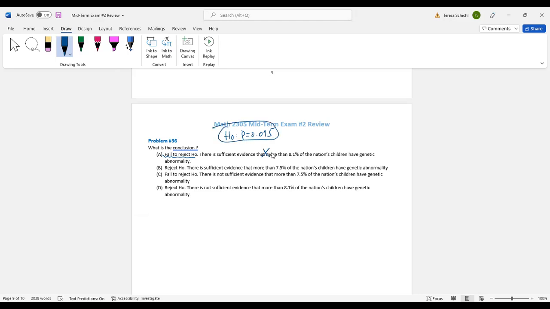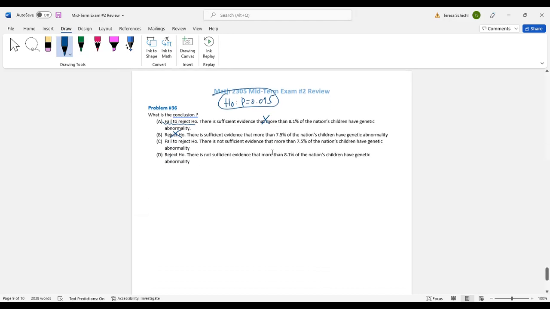So let's say the second one is here. Reject H0? No, we failed to reject, right? Okay, so then D is reject, so it cannot be. So this one maybe, let's see: fail to reject, so there is no sufficient evidence to say more than 7.5. So that is true. That's why we are still staying with the null hypothesis. So the answer will be C here.